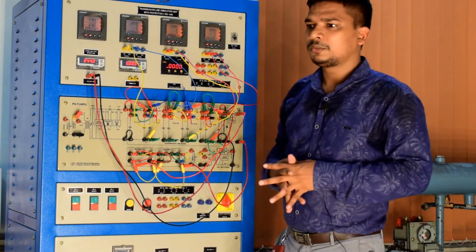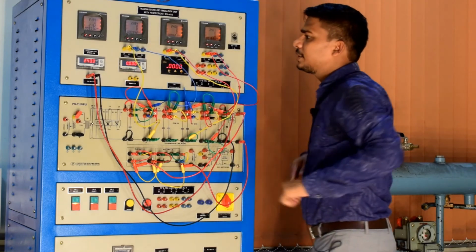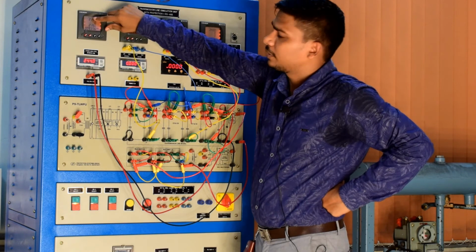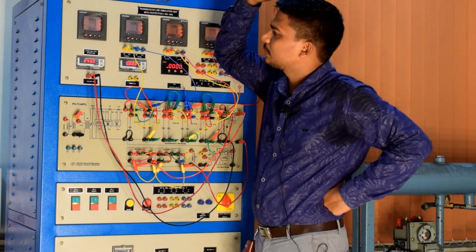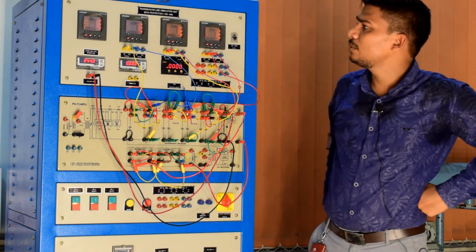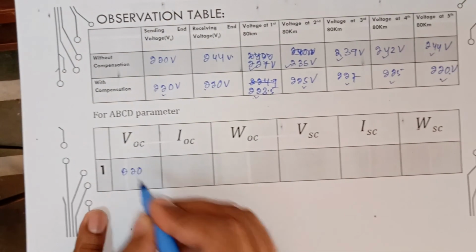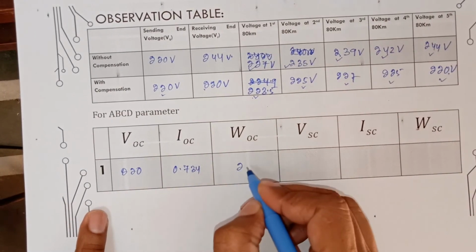As per the procedure, we note the receiving end voltage, current and power from the power analyzer. This is the power analyzer. As I told you earlier, this power analyzer can measure the sending end voltage, and right now it is 220. If I press this switch, it tells me the sending end current, that is 0.73. I can note down the reading, and power is 2 watt. So I note down: 220, current 0.734, and power is 2 watt.